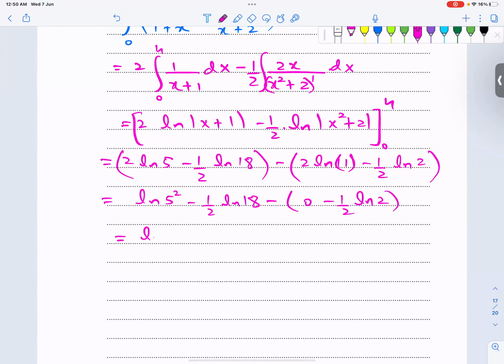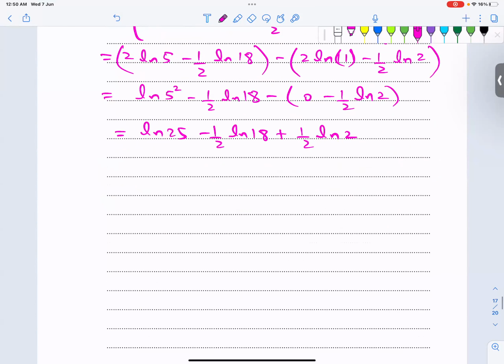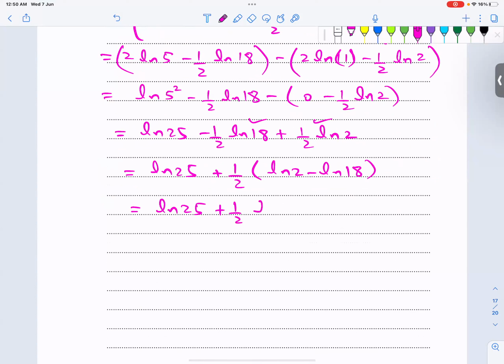So ln 25 minus 1 over 2 ln 18 plus 1 over 2 ln 2. So first of all, take 1 over 2 common from these two ln terms. So this will become ln 2 minus ln 18. So I can write it as ln 25 plus 1 over 2 ln of 2 over 18. So this will be ln of 25 plus 1 over 2 ln of 1 over 9.